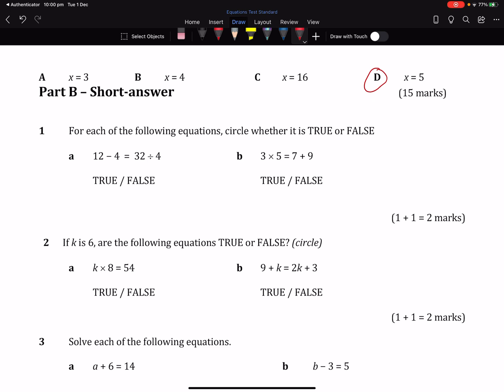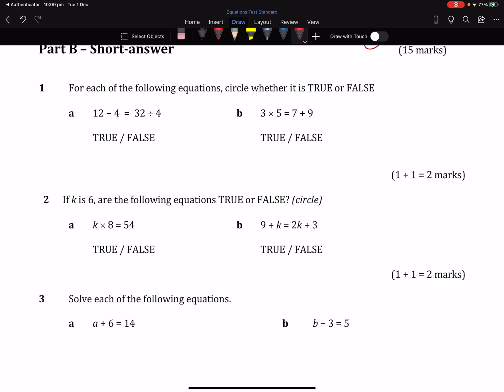Let's move on to part B, short answer. For these first two again, we don't necessarily have to show all our working out because it's just asking true or false. So for each of the following equations, circle whether it is true or false. So 12 minus 4 is equal to 32 divided by 4. So of course 12 minus 4 is 8, and 32 divided by 4 is also 8. So of course that is true. 3 times 5 is 15, 7 plus 9 is 16. So of course 15 and 16 are not equal, sorry. So that's a false.